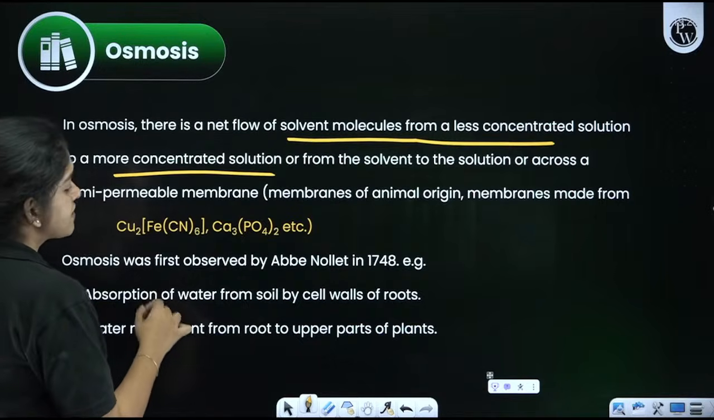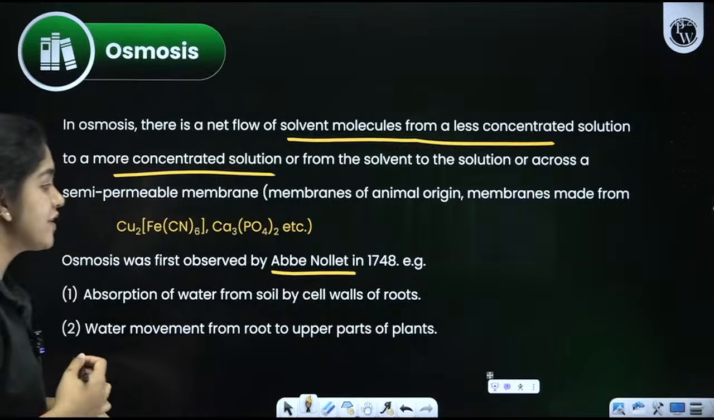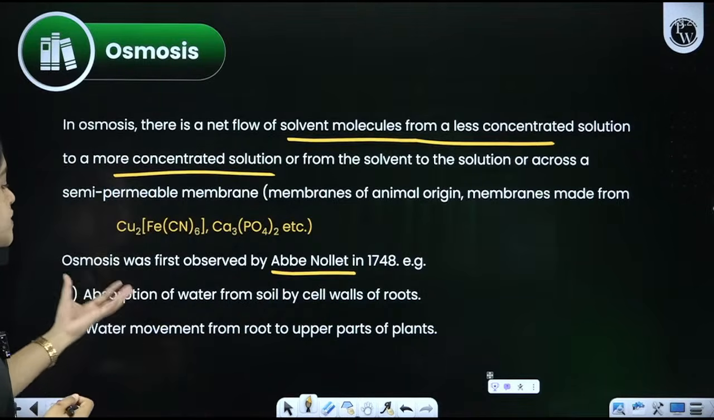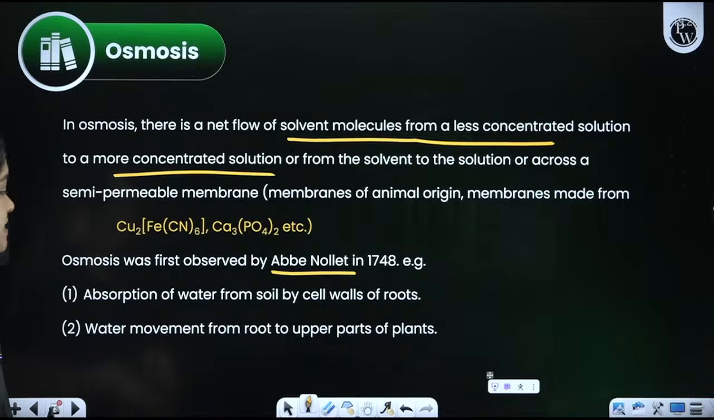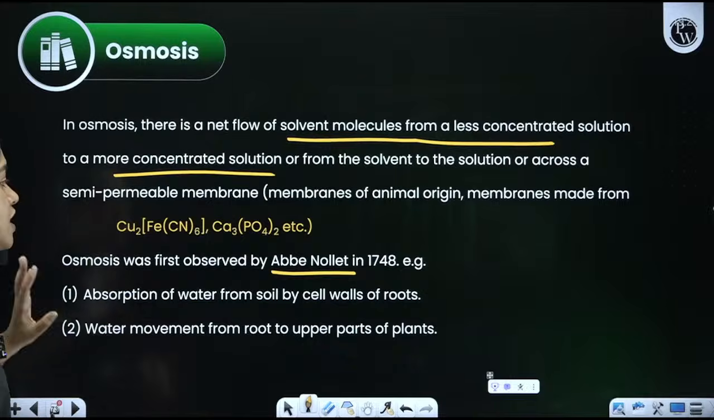And osmosis was first observed by A.B. Nollet in 1748, and it was like absorption of water from soil from the cell walls of roots, water movement from root to upper parts of the plant. These are the examples for osmosis.